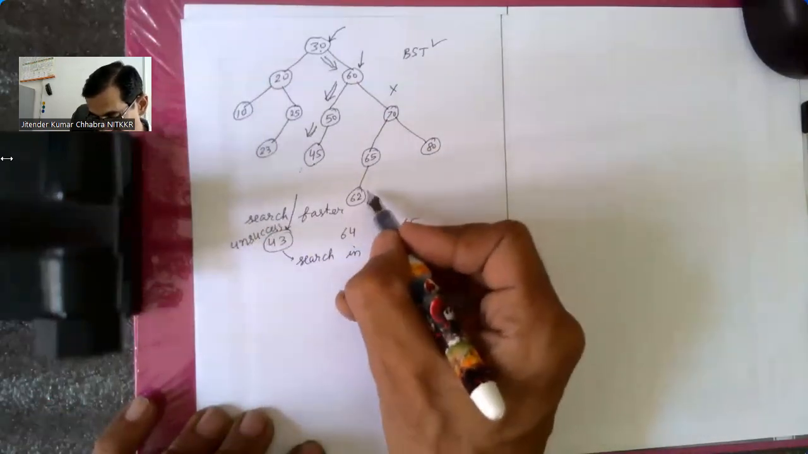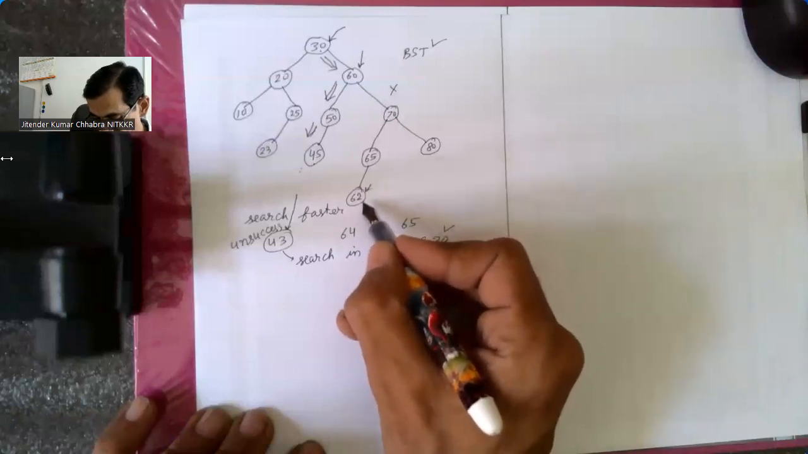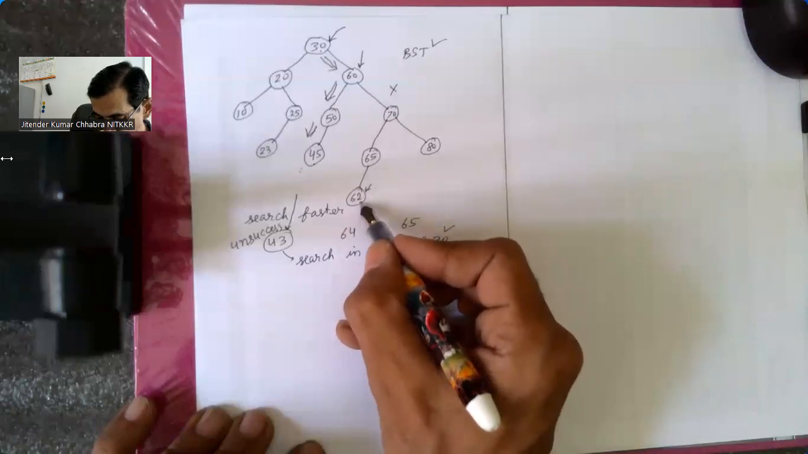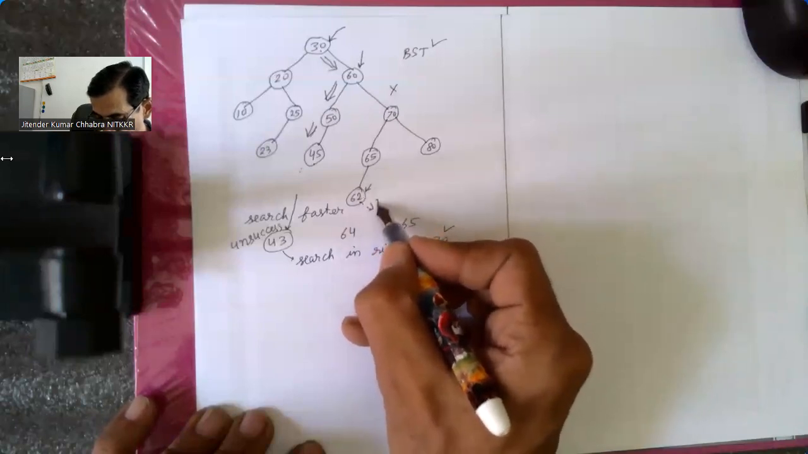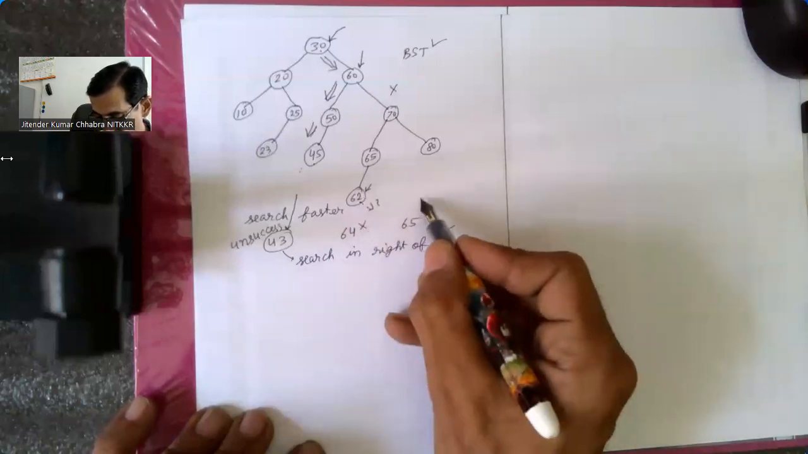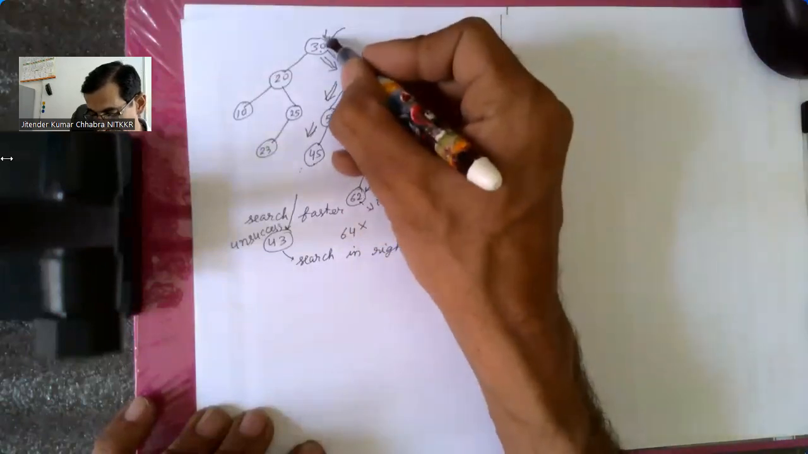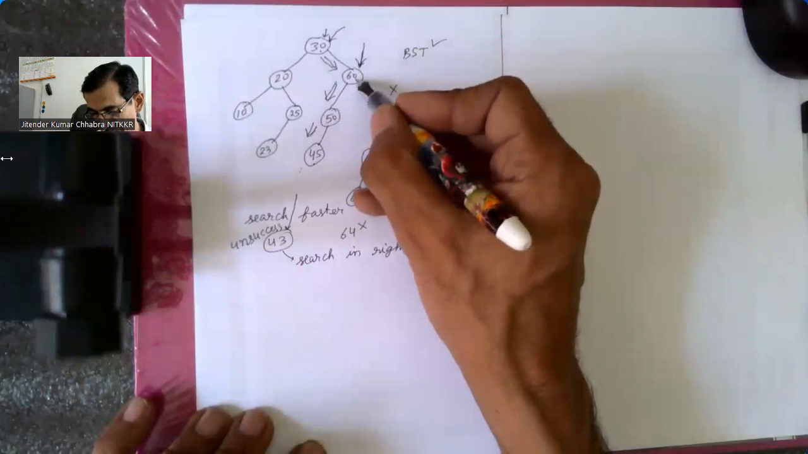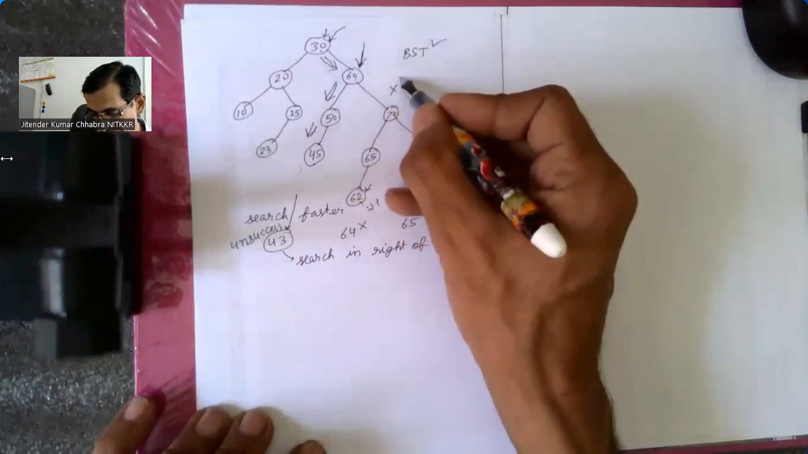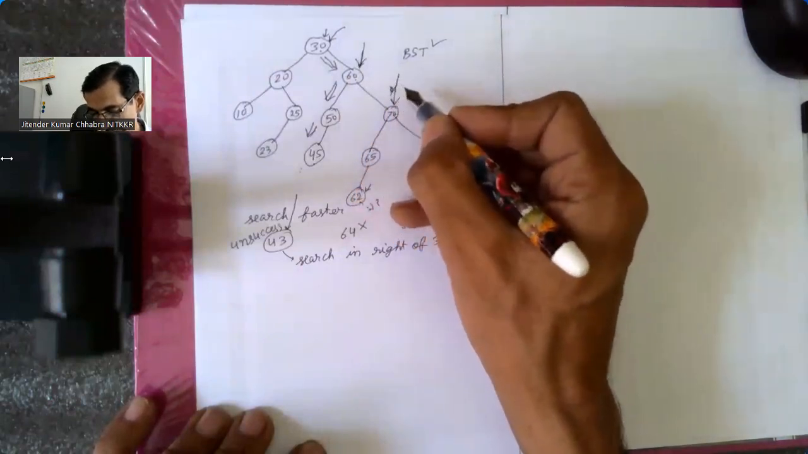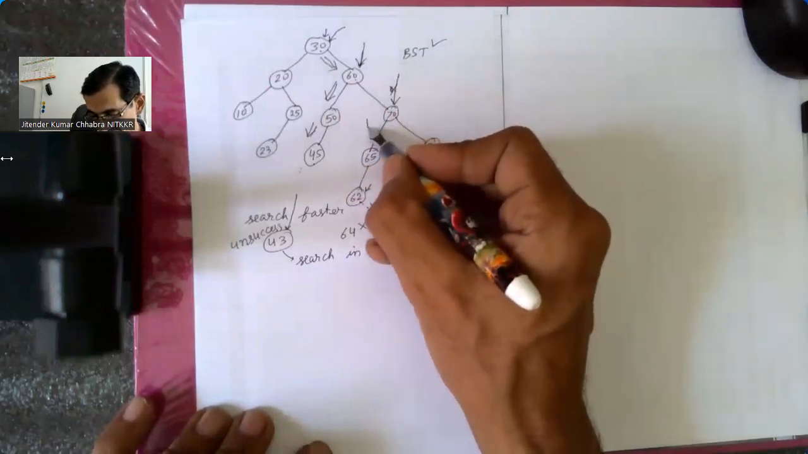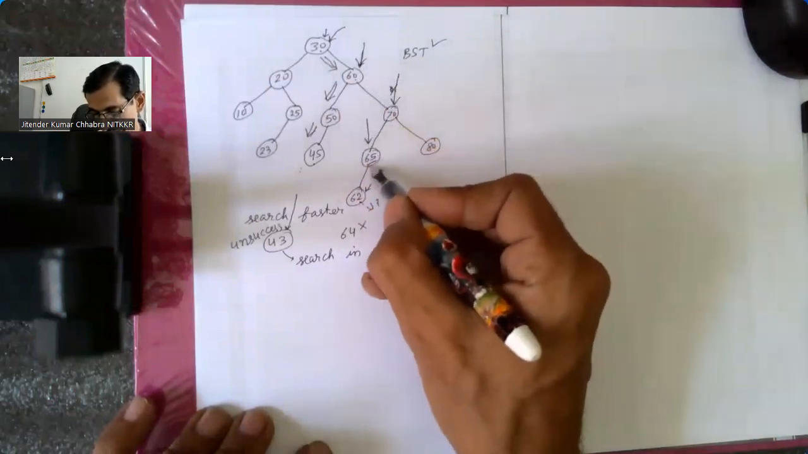64, similar process, I will reach 64, 62, 65's left side, 64 can exist, 62's right side can exist, does not exist, unsuccessful. 65, 30 you compare, 65 is greater, search in the right subtree. 60, 65 is greater, search in the right subtree. 70, 65 is lesser, search in the left subtree. 65, found.